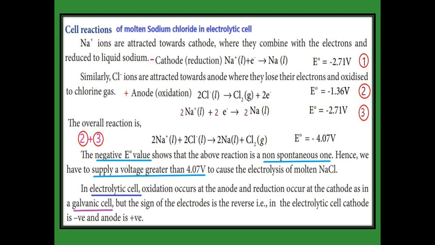but the only difference is the sign is reversed. In the electrolytic cell, anode means it is a positive one, cathode means it is a negative one. In the galvanic cell, cathode means positive, anode means negative.